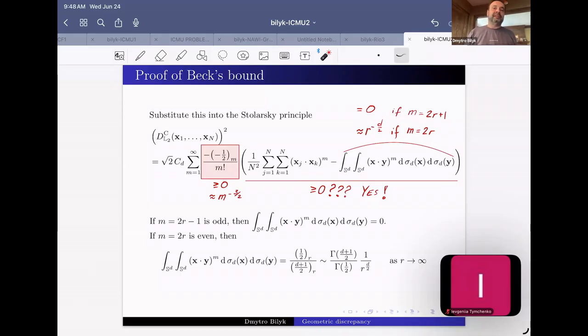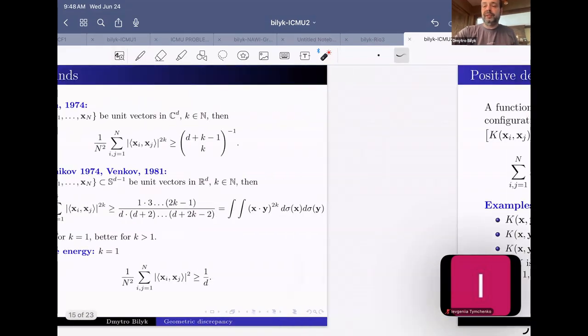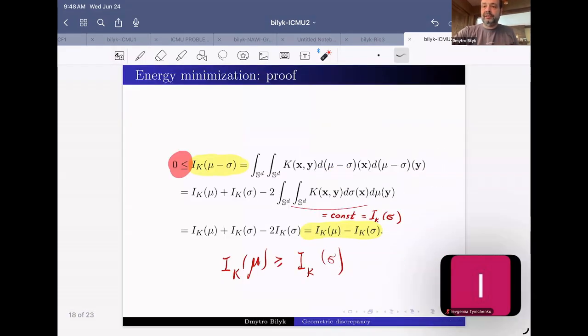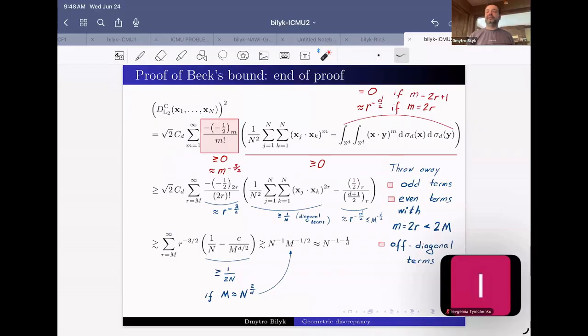I have only about 10 minutes left until the end of the lecture, but in these 10 minutes I will finish the proof. I will actually finish the proof on one slide. So now we know that all the terms here are positive. So if I want a lower bound, I'm allowed to throw away as many terms as I want and just estimate the terms that I'm left with. This is exactly what I'm going to do. So let me jump forward. This is the end of the proof of Beck's bound.